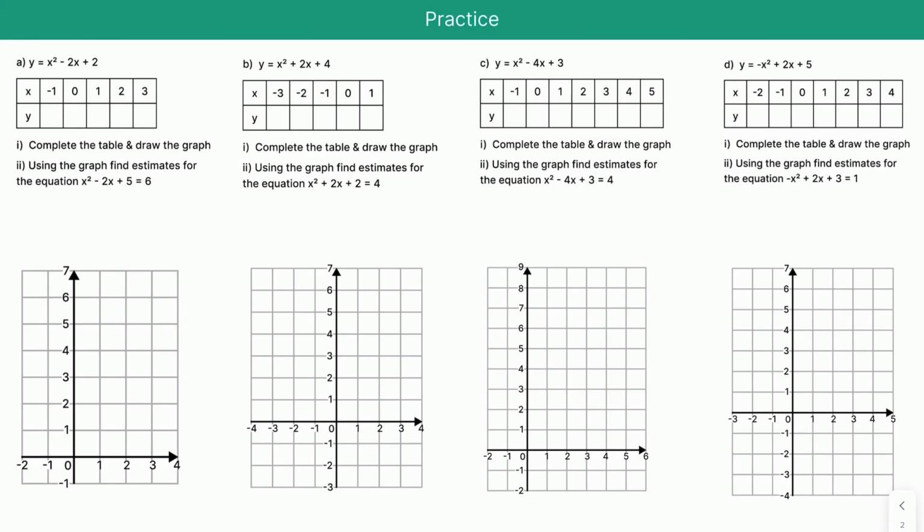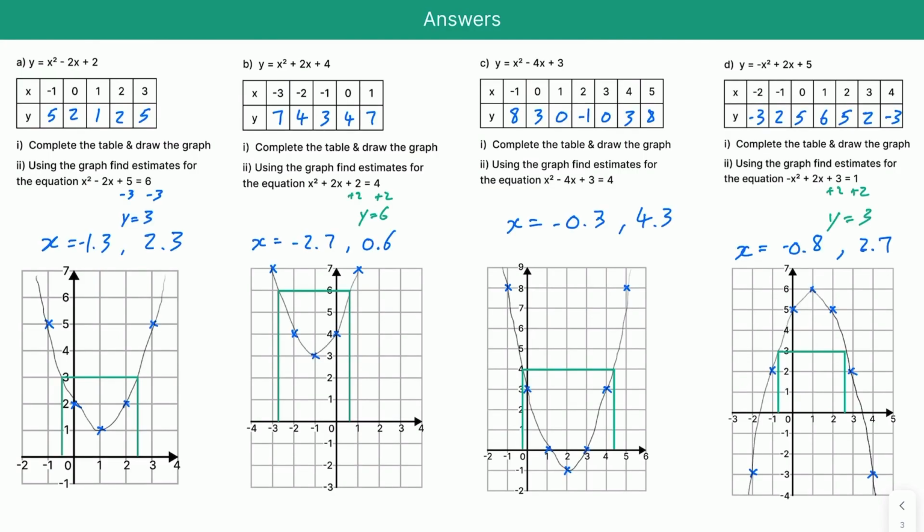Now here's some practice questions. Like I said before, I have linked the slides down in the comments below so you can print them off. And yeah, press pause and have a go. Here are the answers, mark your work.